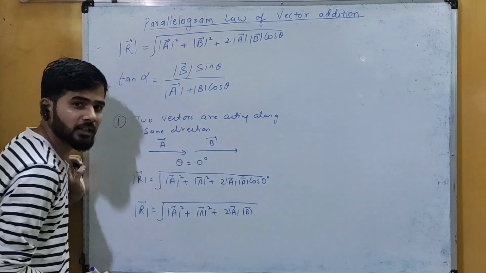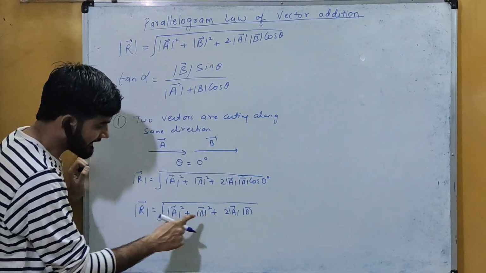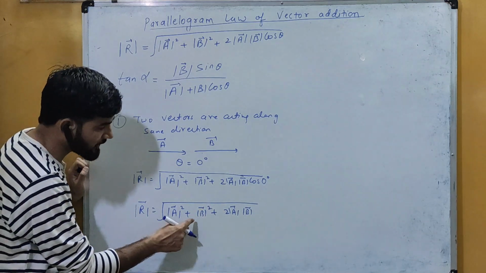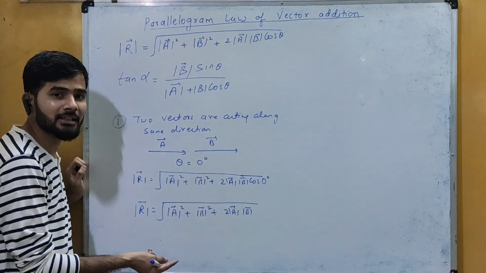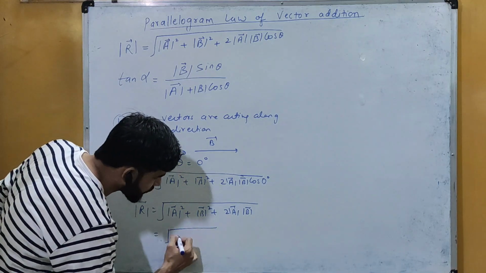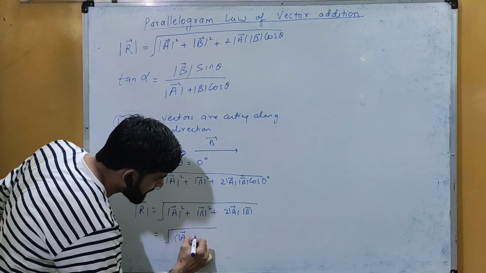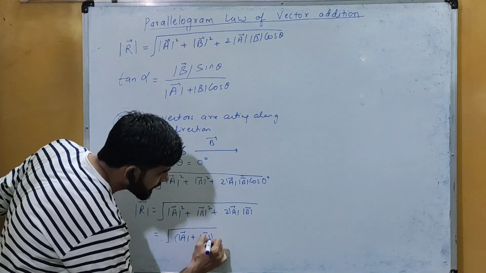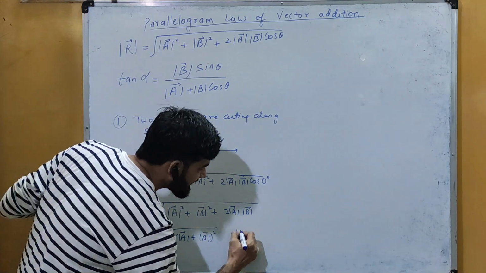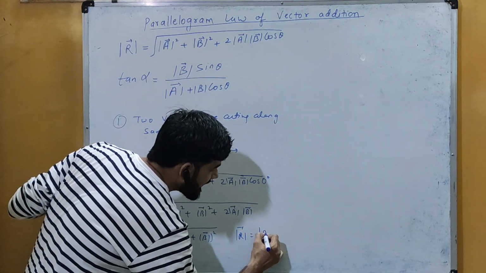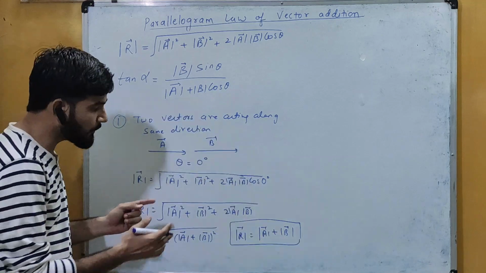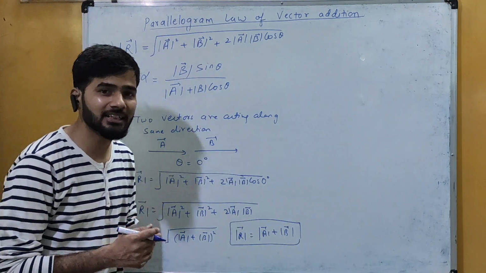Or here you can see that it is forming the formula of A plus B whole square, because A square plus B square plus 2AB is the formula for A plus B whole square. So I can write here root of A plus B whole square. Now it is under the root, so I can write R is equal to A plus B. This is how we can find the magnitude of the resultant vector.